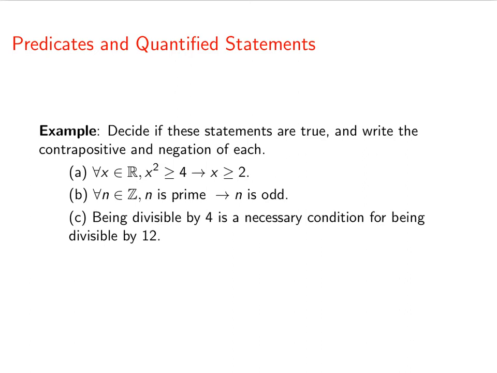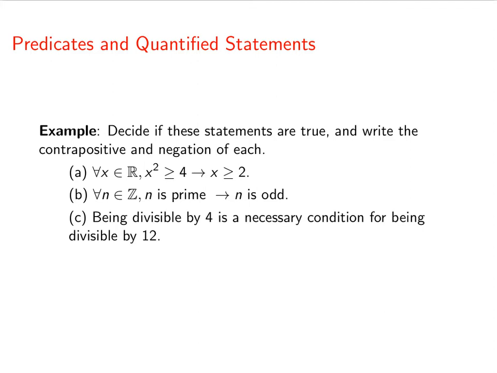Hello, discrete math fans. Let's take these statements and decide if they're true. We also would like to write down the contrapositive and negation of each one. So the first one is, for all x in the reals, x squared is bigger than or equal to 4 implies x is bigger than or equal to 2.